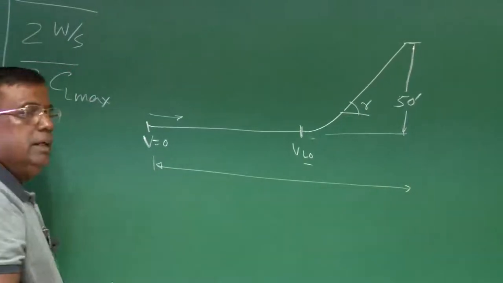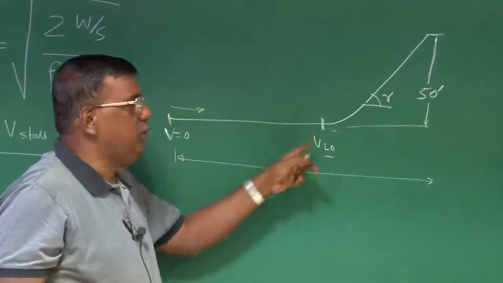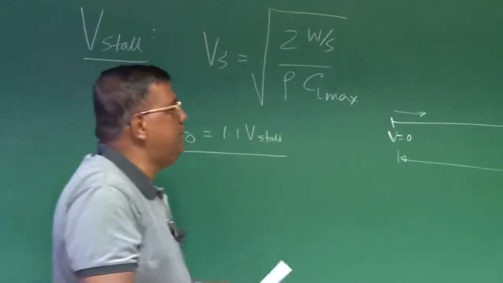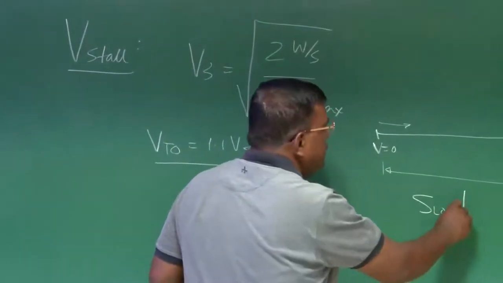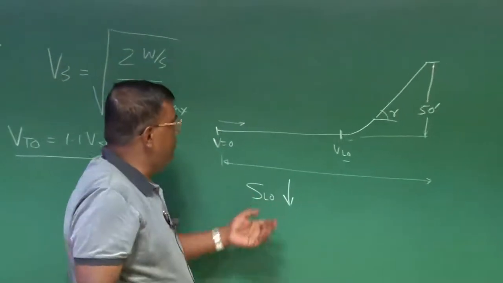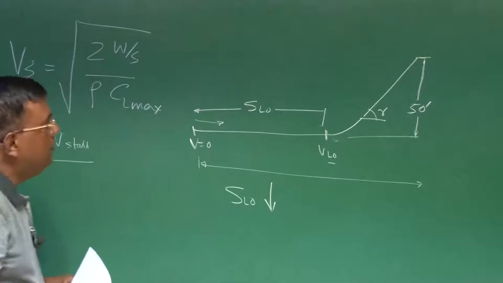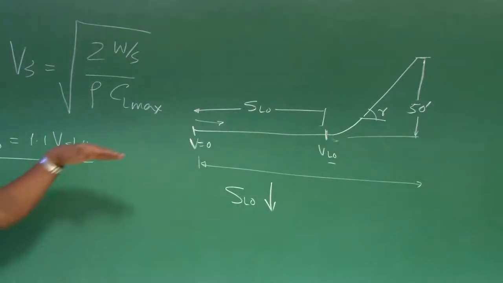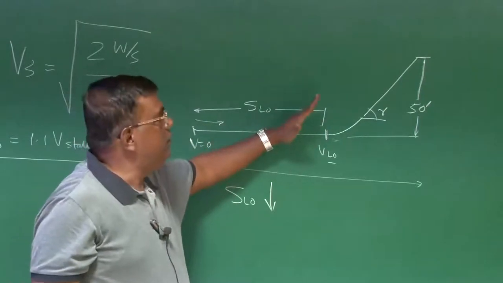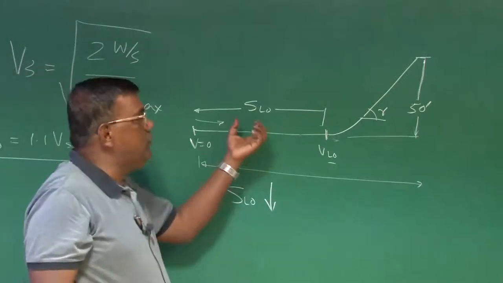But there is a challenge for the designer. He will try to see that this distance from here to here, which we can call S liftoff, is reduced as far as possible. And what is then the requirement if you want to reduce S liftoff? I should accelerate the airplane faster so that from zero it quickly comes to V liftoff, rolls, and climbs. So there is a demand for large T by W if you want to reduce S liftoff.